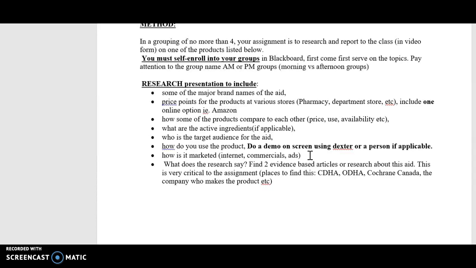What does the research say? You need to find 2 evidence-based articles or research about this particular aid. This is very critical to the assignment. Look on CDHA, ODHA, Cochrane Canada, or the company that makes the product, or all of those places, to find out what the research is saying about flossing or about mouth rinses, for example.